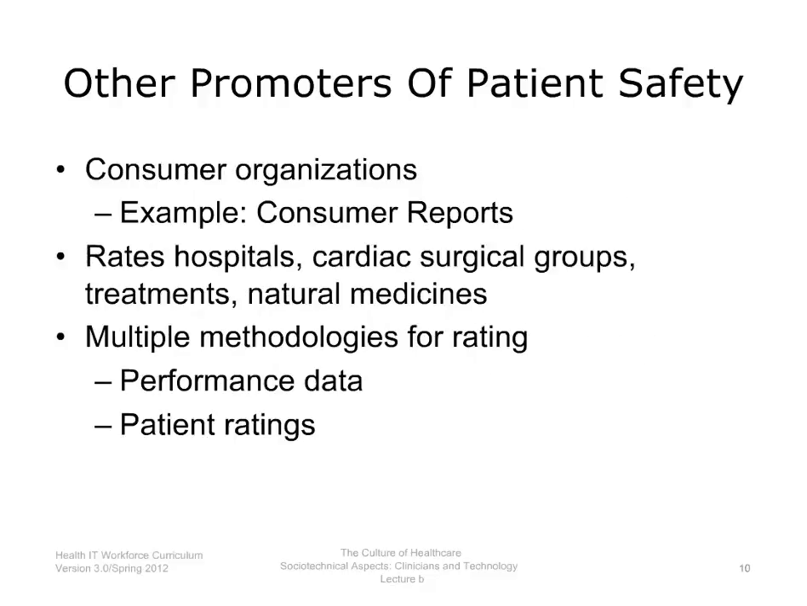Consumer organizations such as Consumer Reports also help to promote patient safety. Consumer Reports has released comparative data on hospitals, cardiac surgical groups, treatments, and even natural medicines. This organization uses multiple methods to generate its ratings. For example, it uses performance data from the Society of Thoracic Surgeons to rate cardiac surgeons. In another example, it uses patient ratings based on a federal government survey called the Hospital Consumer Assessment of Healthcare Providers and Systems Survey, also known as HCAHPS survey, to rate hospitals.